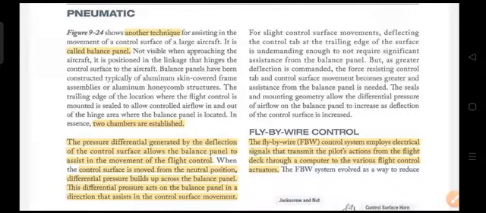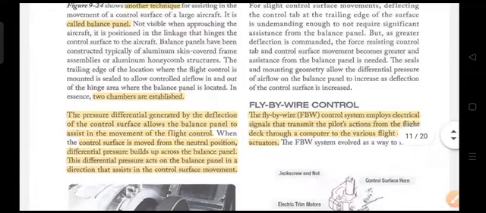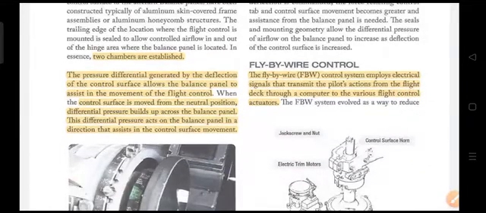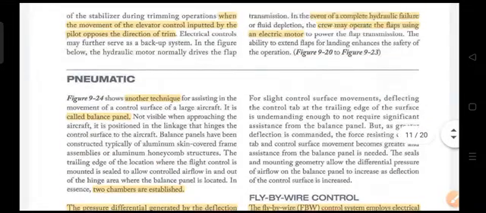Another technique for assisting in the movement of the control surface of large aircraft is called a balance panel. Now what is this? There are two chambers established in a balance panel, and the pressure differential generated by the deflection of the control surface allows the balance panel to assist the movement of the flight control. When the control surface is moved from the neutral position, differential pressure builds up across the balance panel, and this differential pressure acts on the balance panel in a direction that assists in the control surface movement.